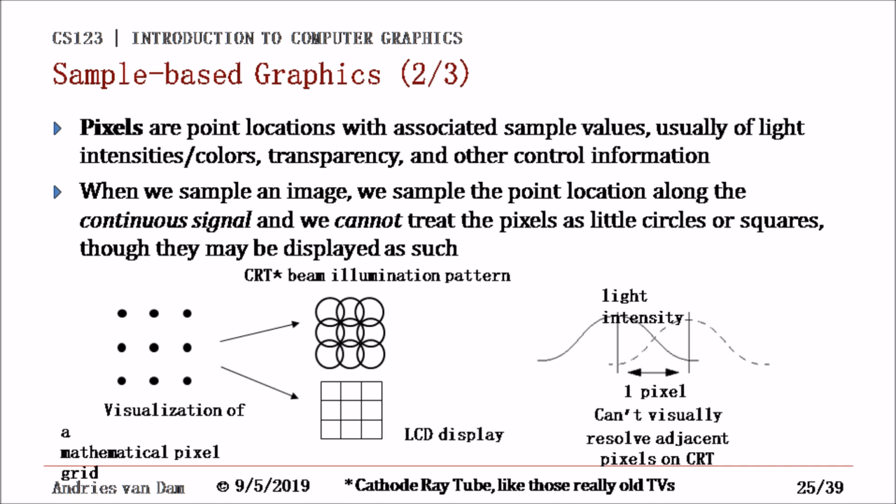The concept is demonstrated in relation to CRT beam illumination pattern. CRT stands for cathode ray tube, which is used by older TVs. If you see the figure from left to right, at the leftmost visualization, a mathematical pixel grid is shown. All the pixels are arranged in a 3 by 3 grid. When this grid is given to a CRT-based TV and an LCD display TV, it acts differently.